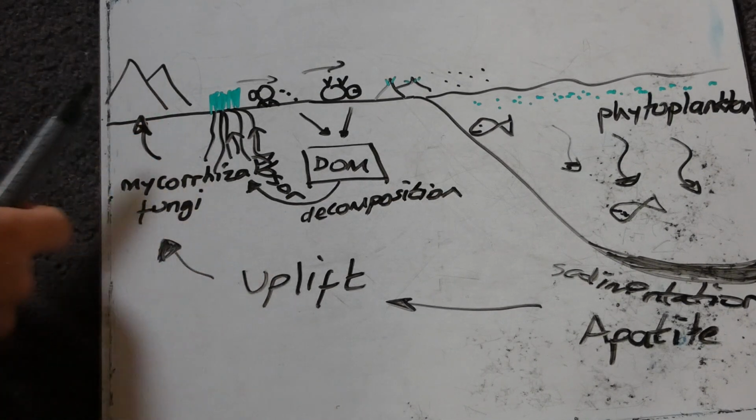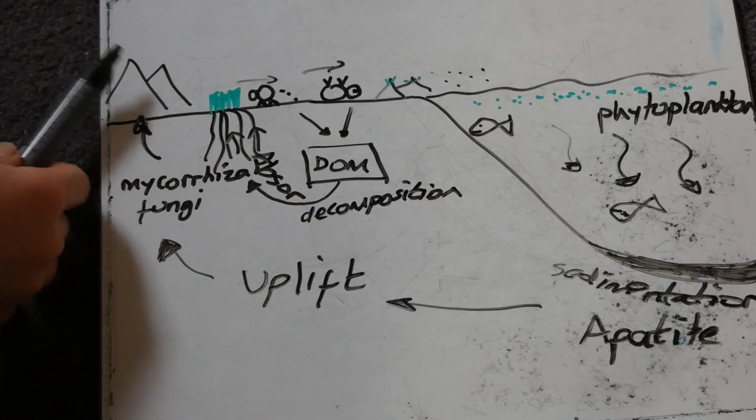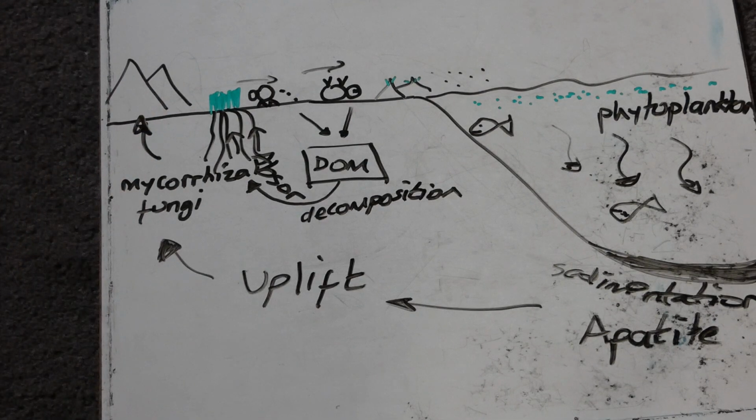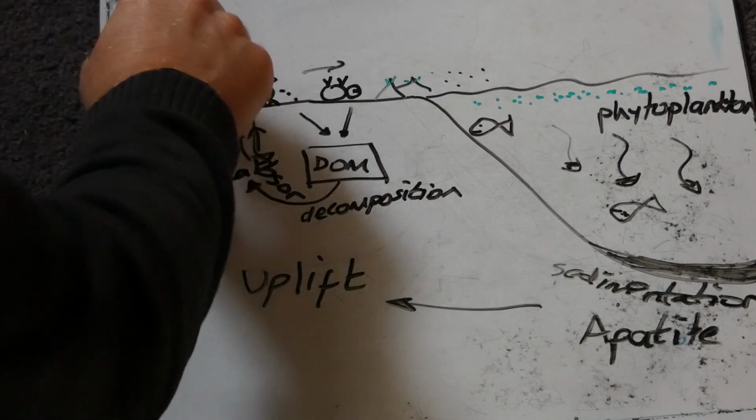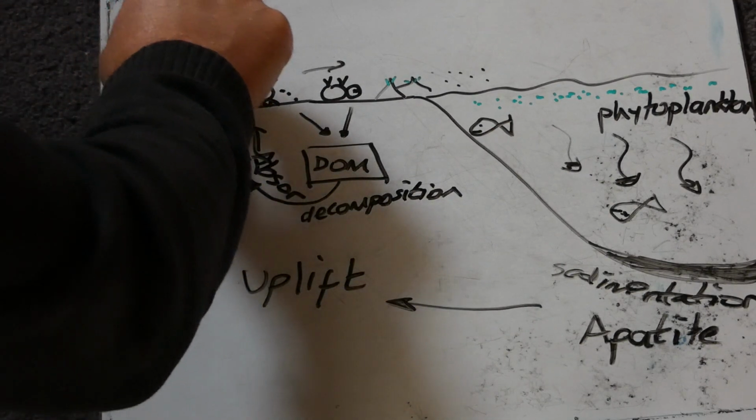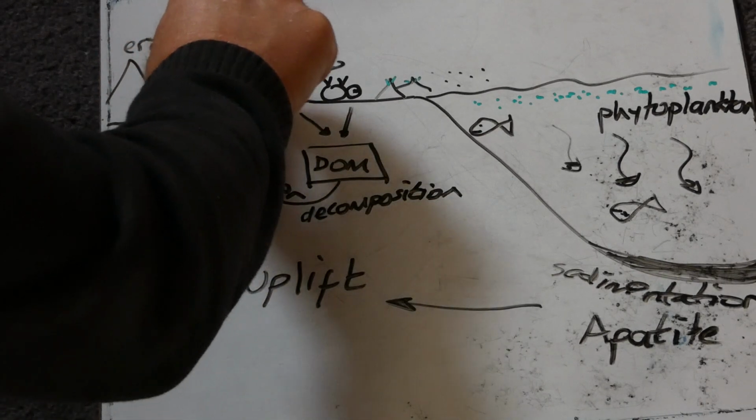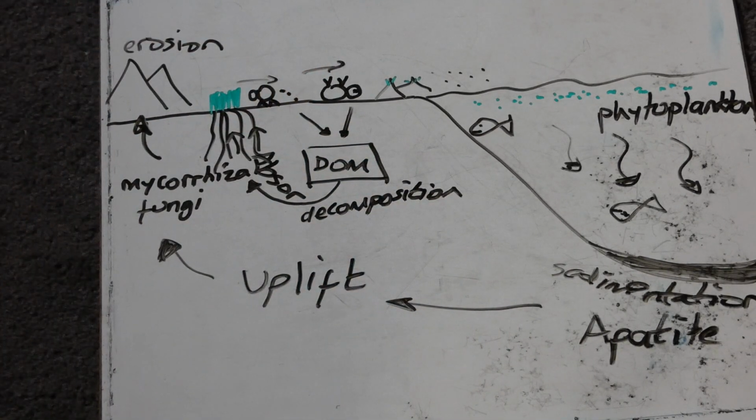And then when they do reach the surface in mountain ranges, places like the Andes, then those rocks could eventually be eroded. So we could put erosion on here. And as those rocks are then eroded, those phosphates once again become available.